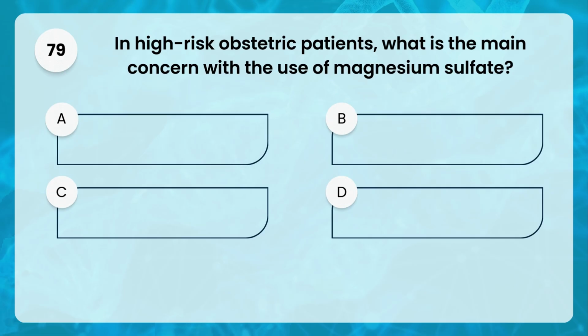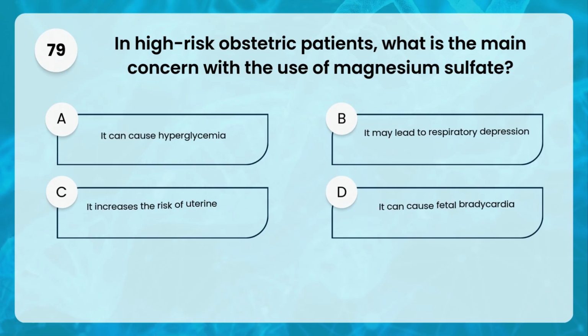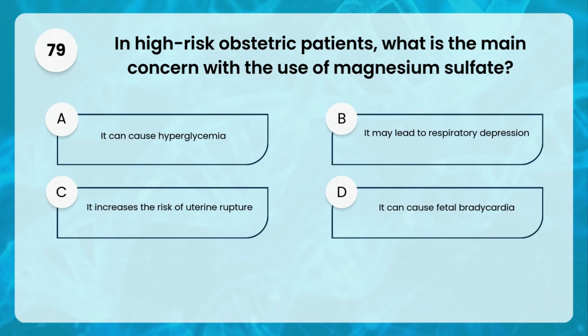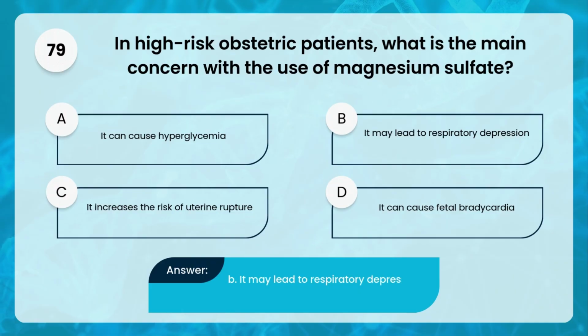what is the main concern with the use of magnesium sulfate? A. It can cause hyperglycemia. B. It may lead to respiratory depression. C. It increases the risk of uterine rupture. Or D. It can cause fetal bradycardia. The answer is B. It may lead to respiratory depression.